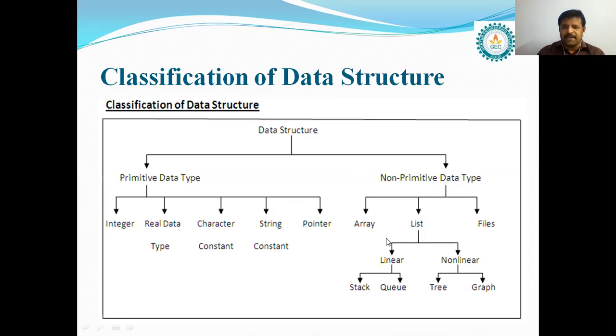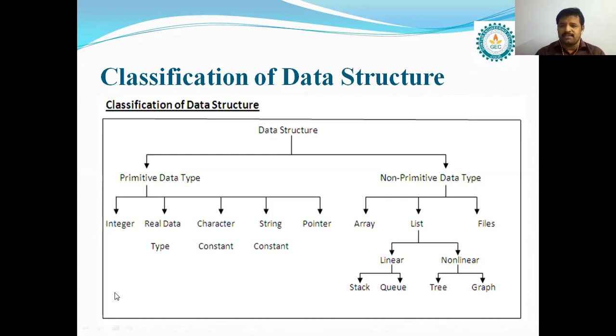This list is classified into linear list and non-linear list. The linear list is again classified into linked list, stacks, and queues. And the non-linear list is classified into trees and graphs. Here, the data structure is mainly classified into primitive data structure and non-primitive data structure. The non-primitive data structure is again classified into linear data structure and non-linear data structure. The linear data structure means we arrange the elements in a linear order, where the examples are arrays, linked list, stacks, and queues. These come under the category of linear data structure.